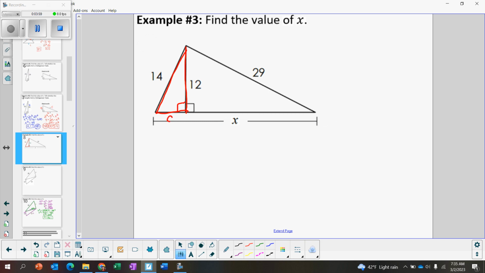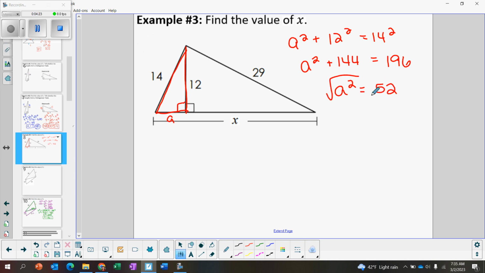Let's call this side A. A, B, C. So that would be a squared plus 12 squared equals 14 squared. If I subtract 144 from 196, I get 52. And when I take the square root of both sides, I get 7.2.